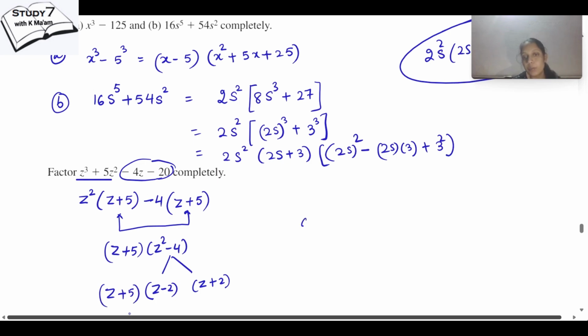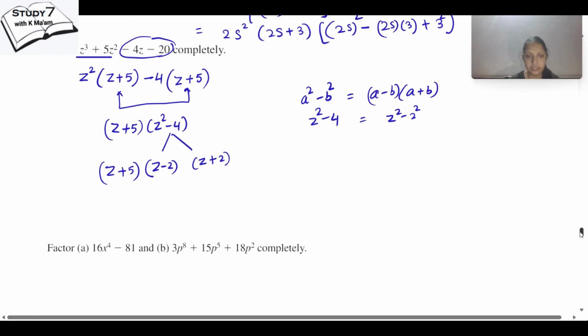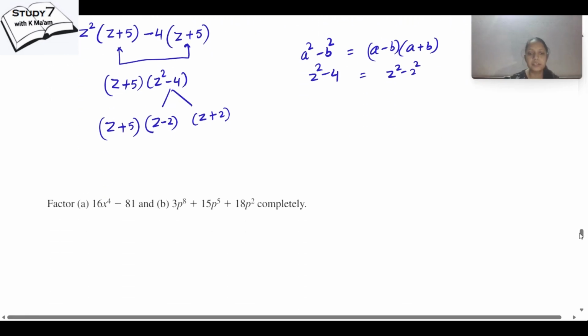I use the formula a square minus b square, which is (a minus b)(a plus b). Here in our case, z square minus 4. 4 is 2 square. Okay, this is done. Next.